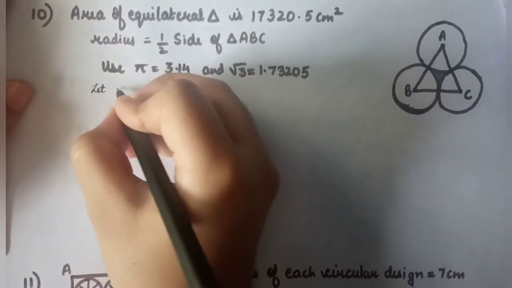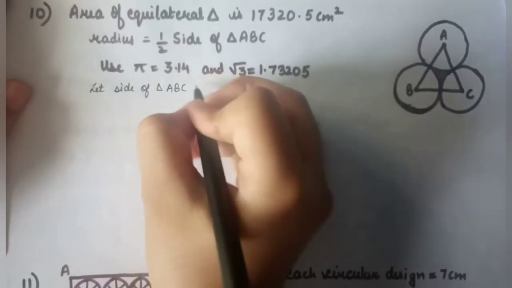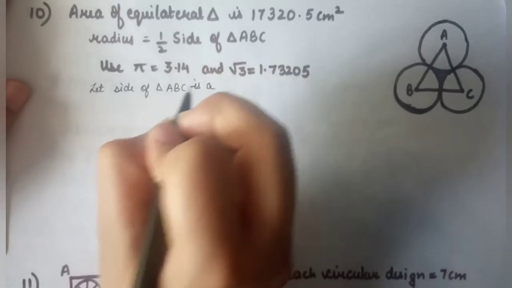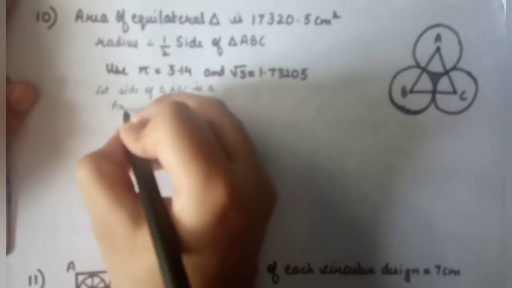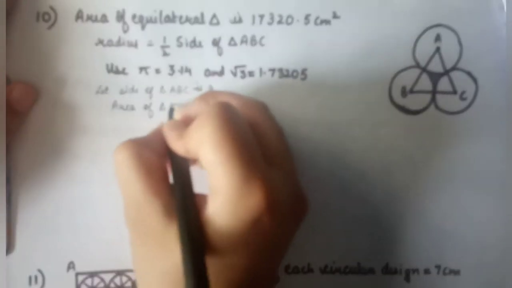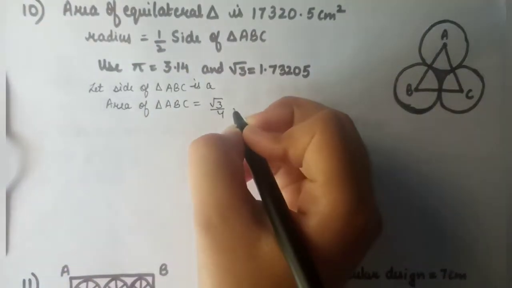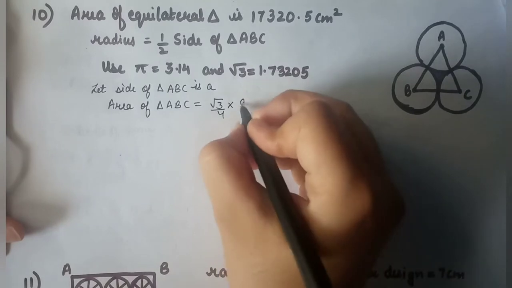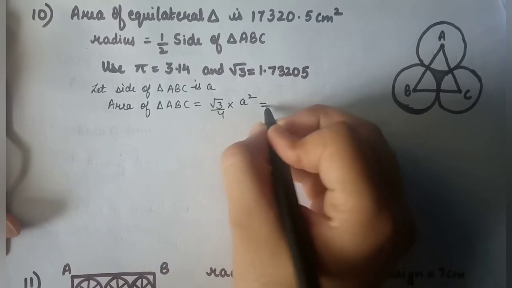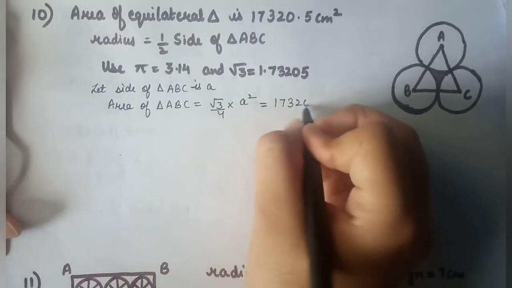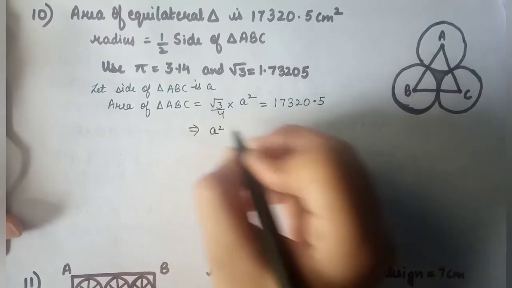Let us suppose that side of triangle ABC is A. Okay, and you know the formula for finding area of equilateral triangle, it is root 3 by 4 into side square. So area of triangle ABC is root 3 by 4 into A square, because we have supposed side to be A. So it is 17320.5.